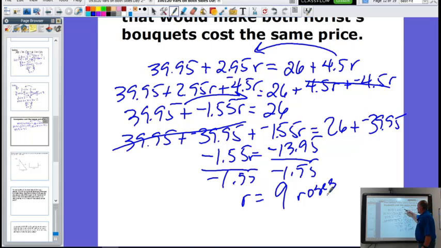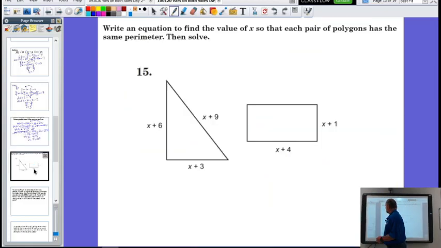Now, if you'll notice, everything is exactly the same. It's just your numbers are a lot more difficult. But since you have a calculator, it's really not that bad. Now we got one more problem I want us to look at before we end our lesson for today. And that's this one right here.